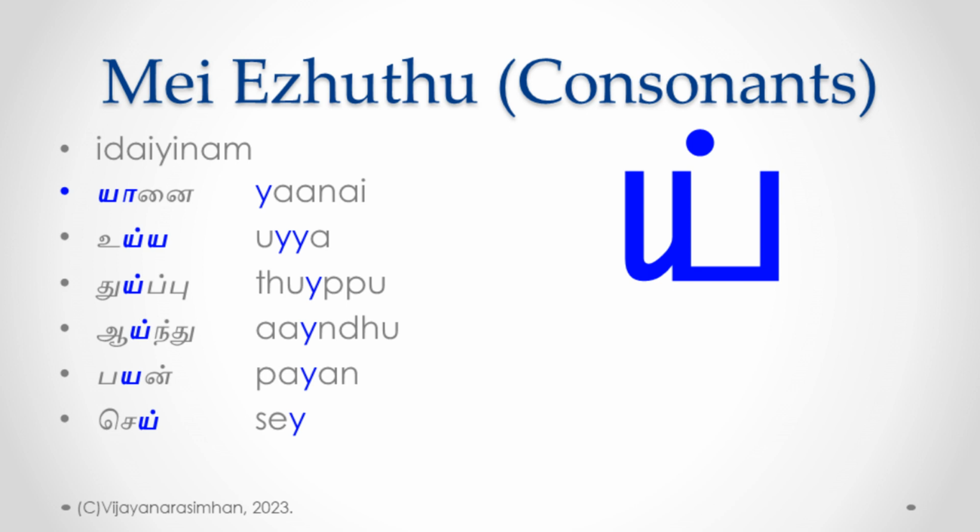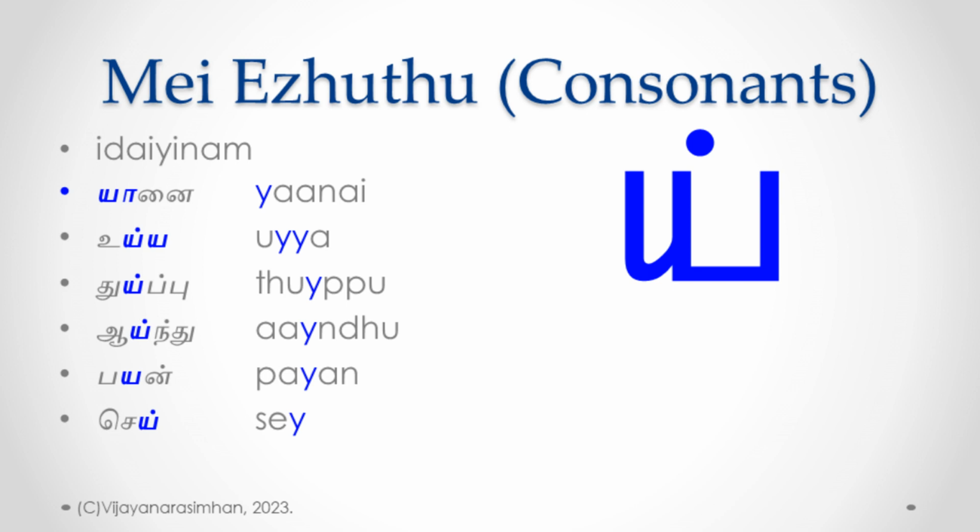Yanai, uyya, tuippu, ஆய்ந்து, பயன், செய். Now you would have noticed I have used a lot of words here. That's because I want to show that only for certain idaiyinam letters, ey, ir, il, il, only these four semi vowels, a consonant cluster of up to 3 consonants is allowed in Tamil. In any other case, a consonant cluster is only 2 consonants.